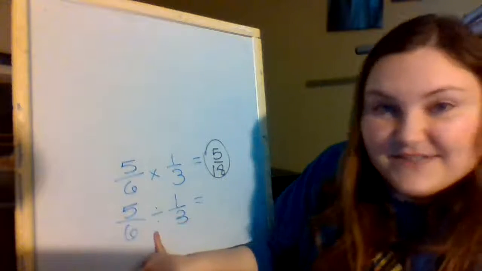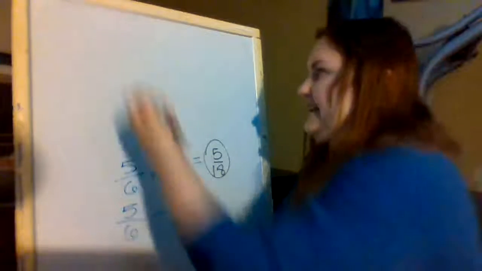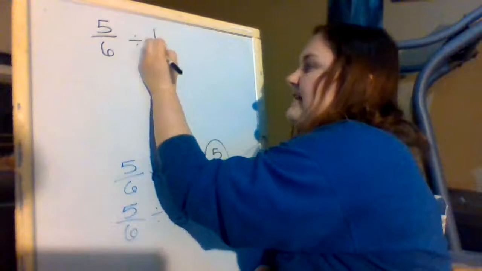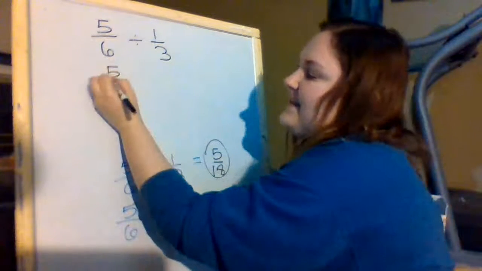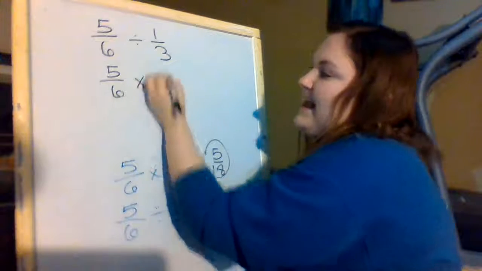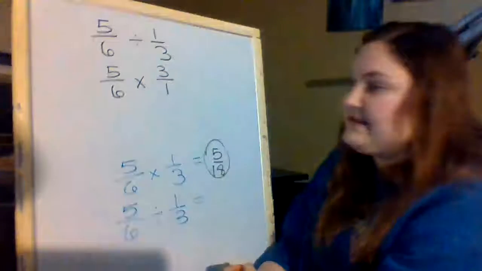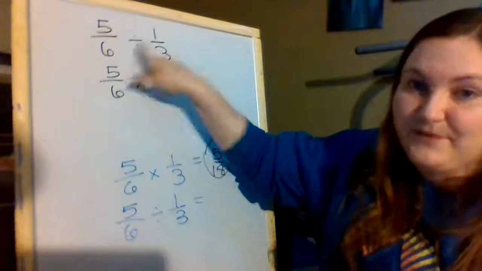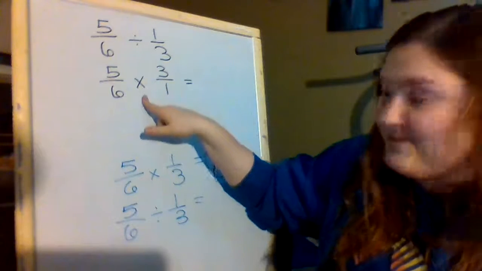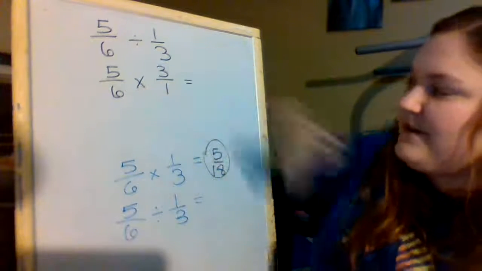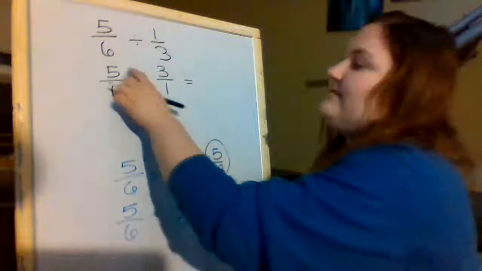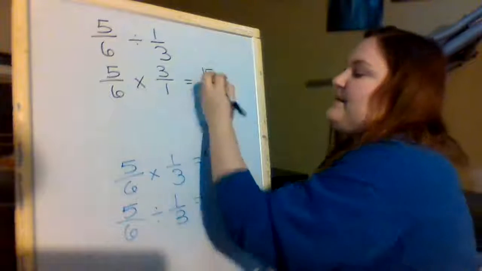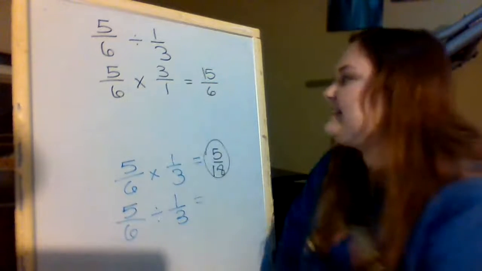There's one last one, this division one. We had said earlier that dividing a fraction is the same thing as multiplying by the reciprocal. So in order to do this division problem, I would first change it to a multiplication problem, multiplying by the reciprocal. When we do that, 5 times 3 gives us 15. 6 times 1 gives us 6.